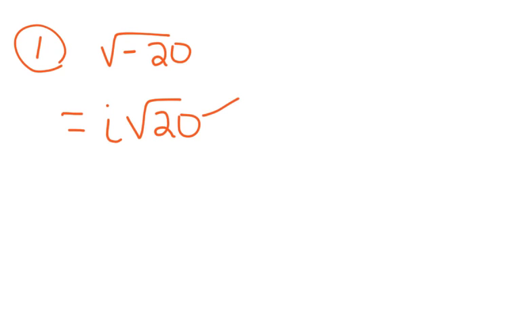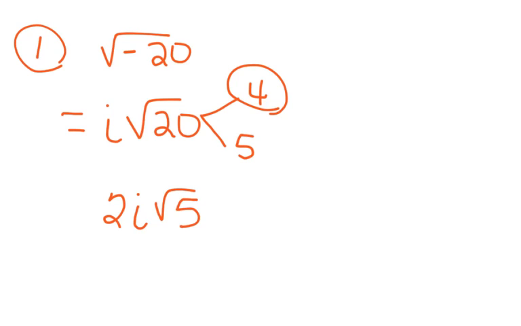So again, look for those perfect squares within the number. I know that 4 and 5 are factors, with 4 being the perfect square. So we can take the square root of 4 and pull that out, and we're left with 2i root 5. The square root of 4 is 2, we already have the i out, and we're left with the root 5 underneath.